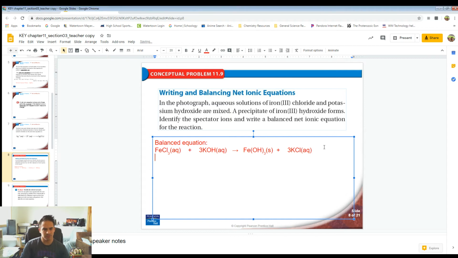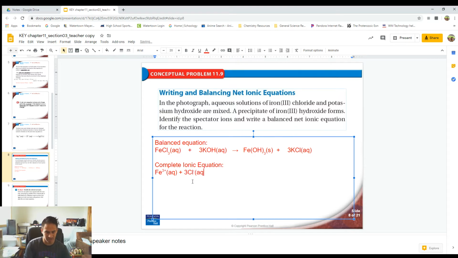So from here, we're now going to write the complete ionic equation. So anything that is aqueous, we are going to write as separate ions. All right? So this is going to get kind of long, but we're going to do the best we can to keep it short. All right, so we have iron 3. So we have an iron 3 ion, which is aqueous. That comes from this right here. That is bonded with 3 chlorine ions. So 3 Cl minus ions that are aqueous.